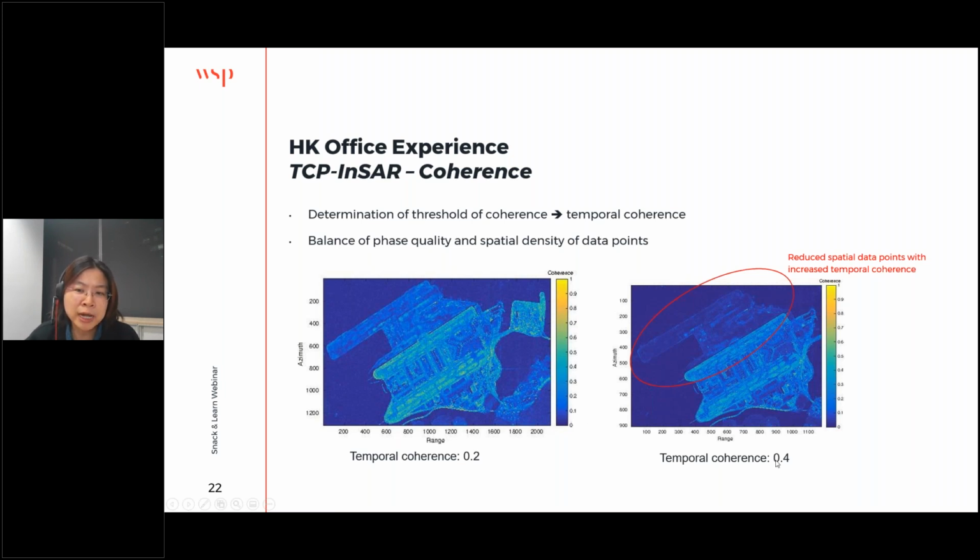If we're looking for higher accuracy of the data, we can set the coherence higher, but that means we have less data. If we require more data, bear in mind the accuracy will be lower. So this technique allows us to adjust to whatever the user is looking for, whether it's qualitative or quantitative.